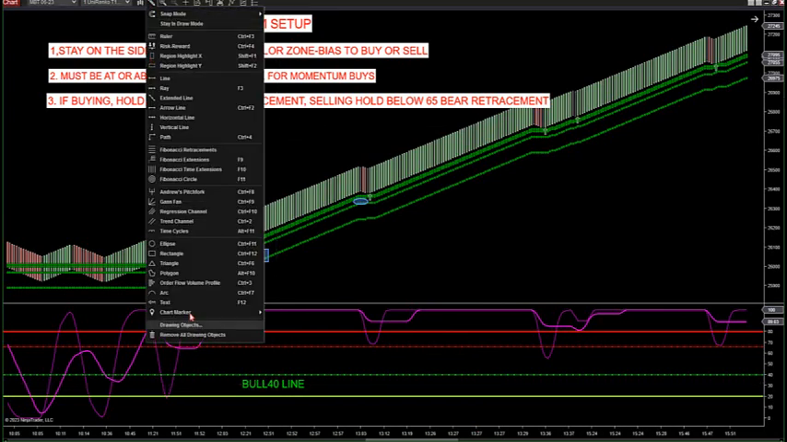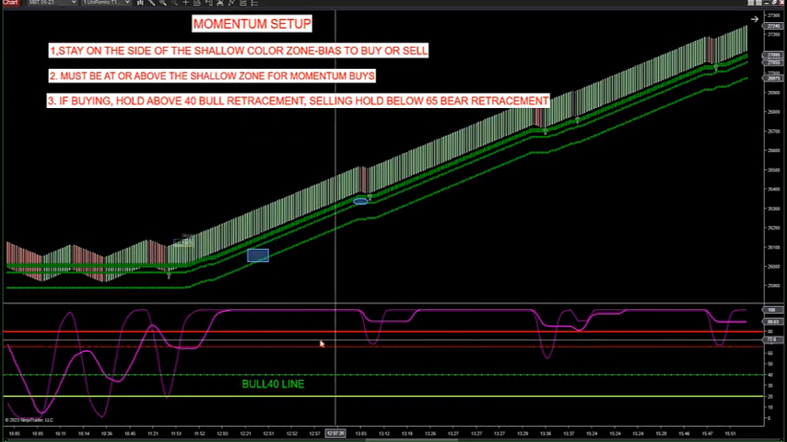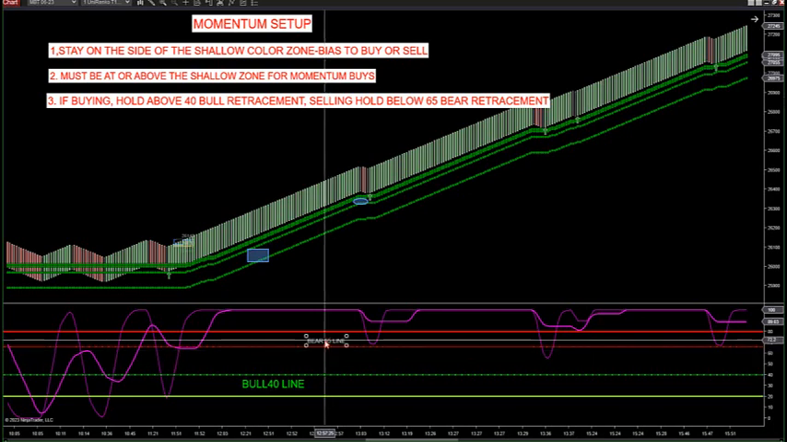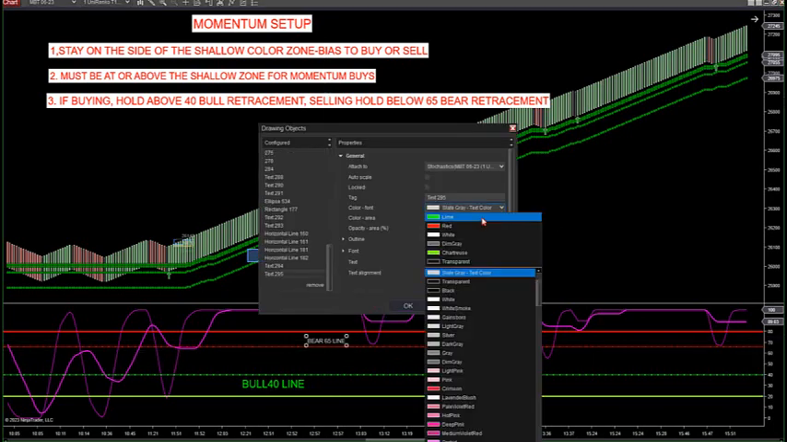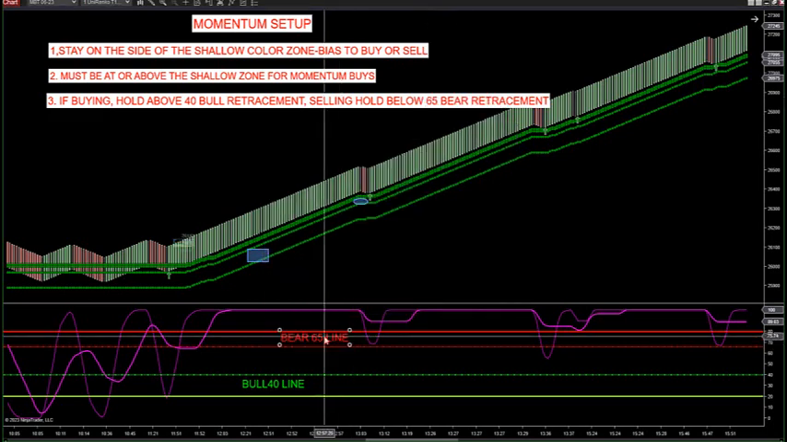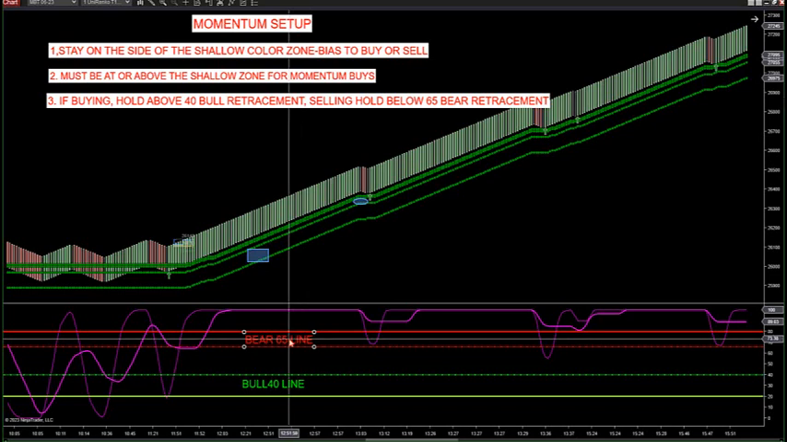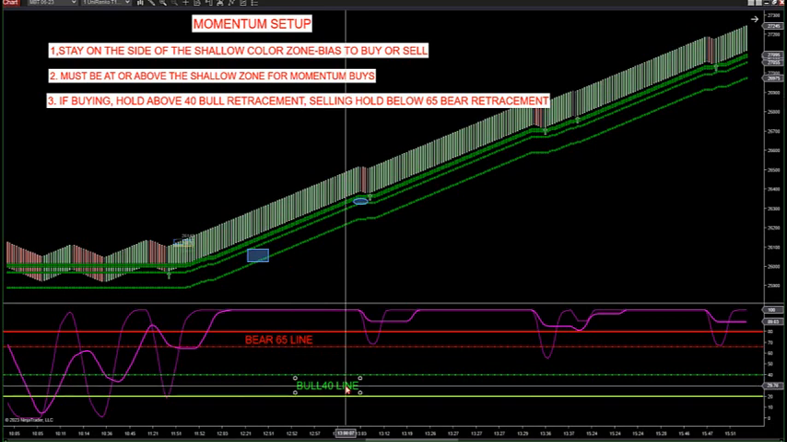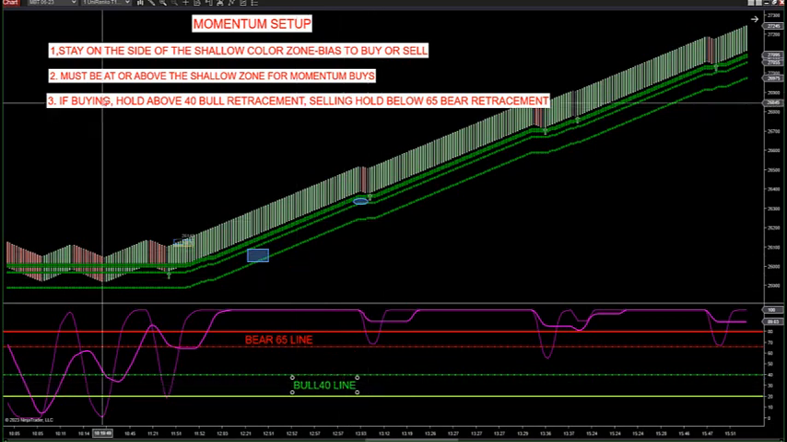Here's your bull line. Here's your bear. I have these in the algo also. There's your bear 65 line. So that's a very hard rule in the room if you want momentum. You need to hold shallow retracement. And there's your bear 65 line up here. So bear 65 below and bull is 40 above. Okay?